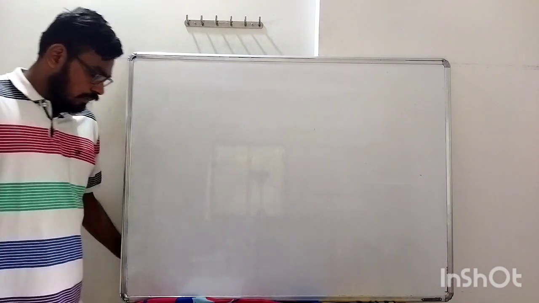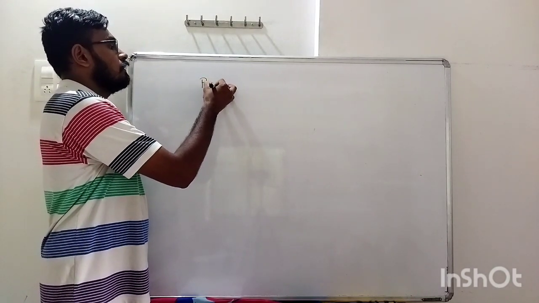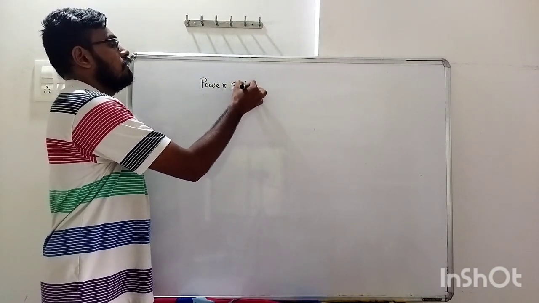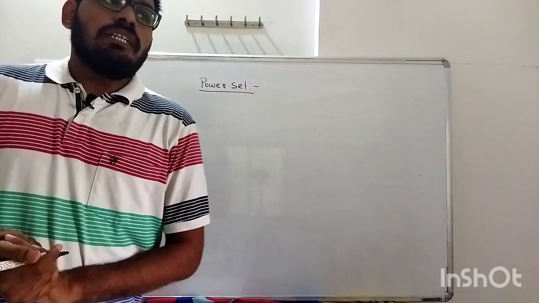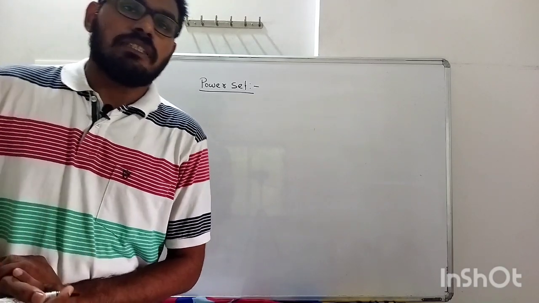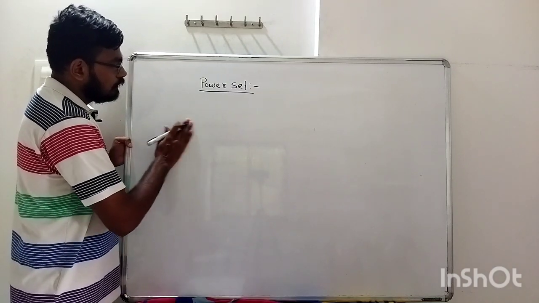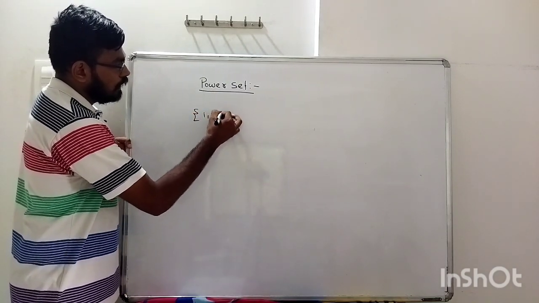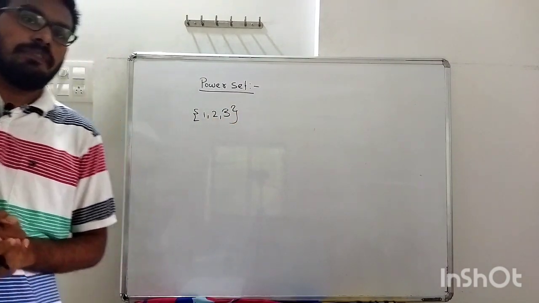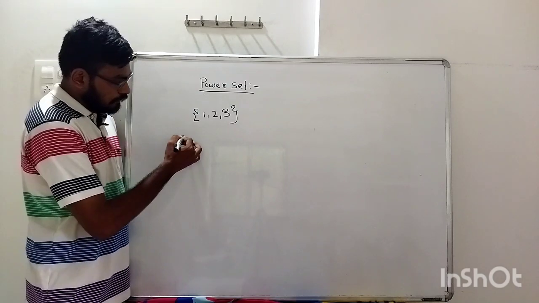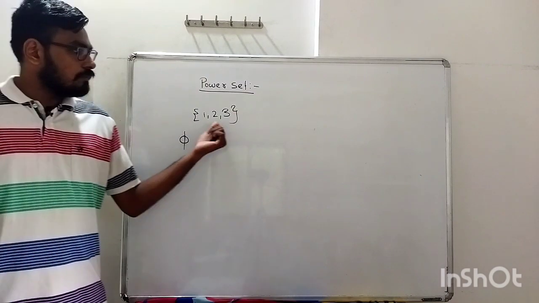Okay, so next we are going to learn the power set. Now, what is a power set? Power set is actually the collection of all subsets, okay? See, if you have a set like this, 1, 2, 3, what are the possible subsets of this? First thing, the empty set is a subset of every set, we know. So this is a subset of this.